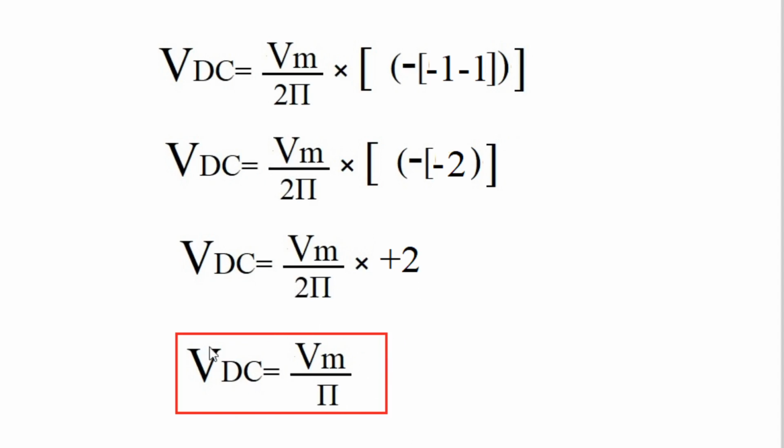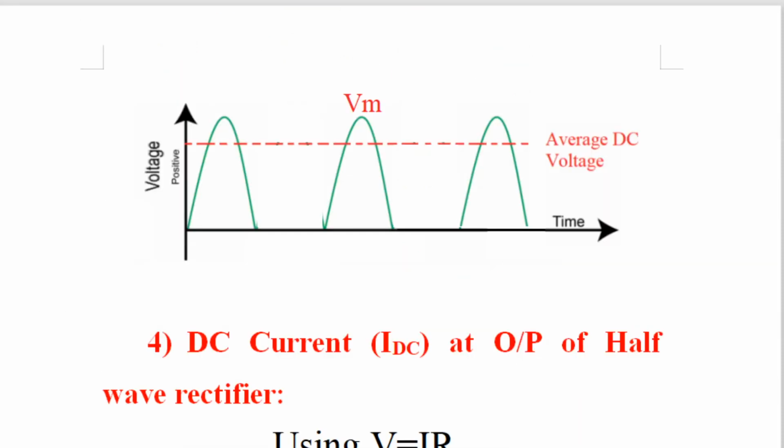So here the final answer is the DC voltage across the half wave rectifier circuit, which is Vm upon pi. Now what is Vm? In the beginning we told you Vm is equal to Vp minus 0.7 volt. And you can calculate the DC voltage if Vm is given, or if Vp is given. Pi, you all know, is a constant, 3.14.